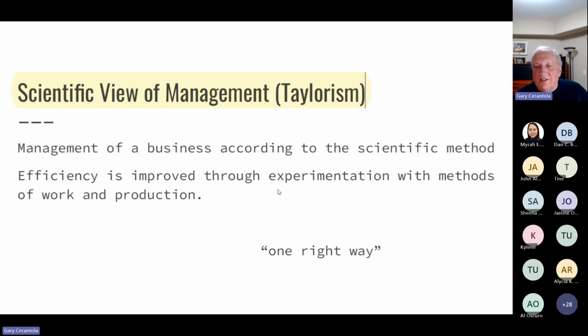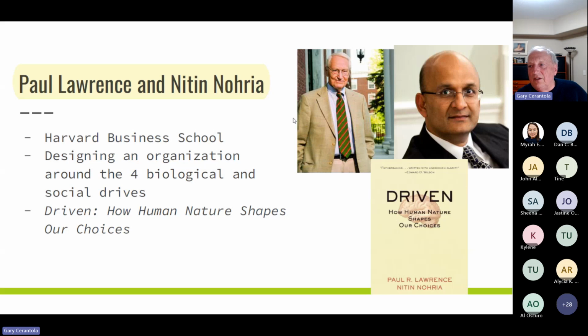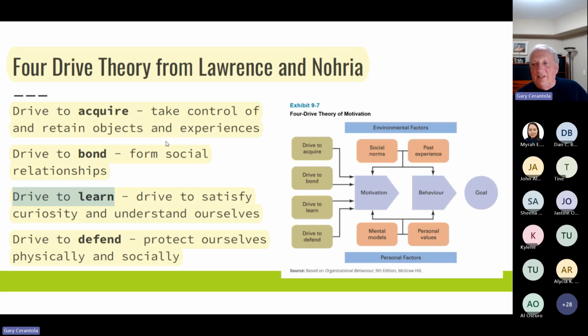So that's how Taylorism kind of came about, and then here's another duo, Paul Lawrence and Nitin Nohria, and they talked about the four biological and social drives. And if you take a look at the three factors of motivation, they're pretty well tied into here. So you can see that these theorists are watching each other and picking things from each other and then developing the concept further, so you should really understand what this is all about.